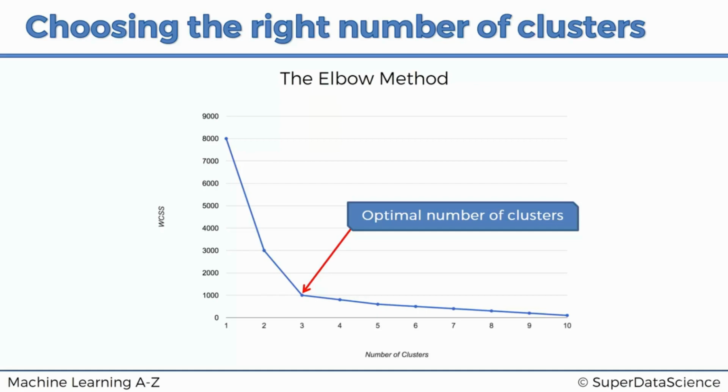Because ultimately you are the person creating this analysis, and you need to decide which number of clusters is optimal. So the elbow method is just an approach that can help you make that decision, but at the end of the day, it is your decision.